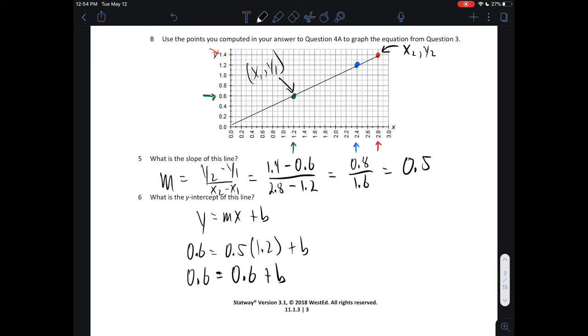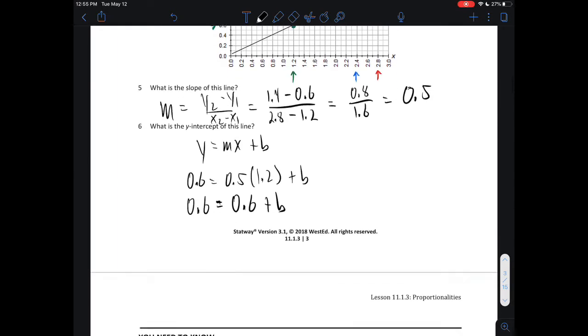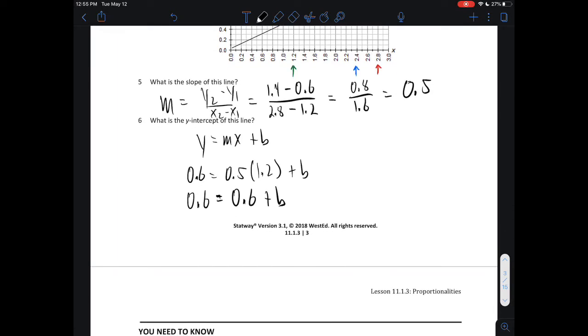And now just look at this equation and think about it. 0.6 equals 0.6 plus some number b that you don't know. What's the only number that would work there? It would only be 0. But you could also verify that this is true by subtracting 0.6 from both sides so that you just get b all by itself. And you end up with b is equal to 0. So now we know what our y-intercept is. Y-intercept is b equal to 0. So now we know the slope of the line and we know the y-intercept.